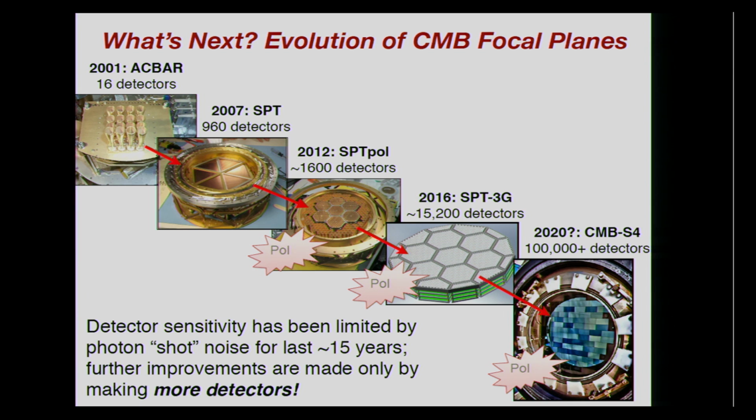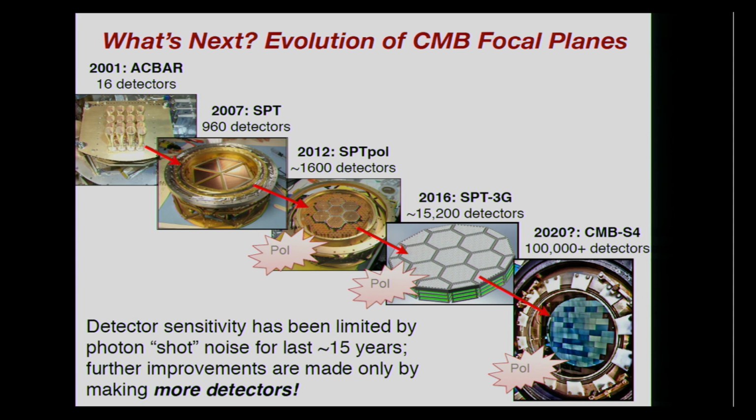So what's next? CMB measurements have always been sensitivity-limited, and over the last 15 years or so, the push has really been to ever more sensitive focal planes. We need to increase the detector counts more and more. And that's just because around 15 years ago, we started making detectors that were photon shot noise limited. And so the only way we can increase our sensitivity is by making more detectors.